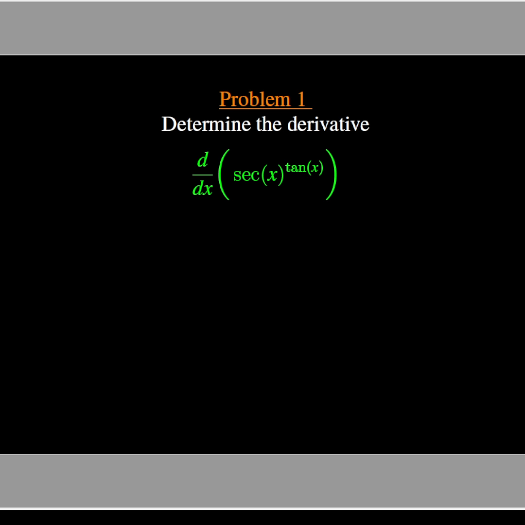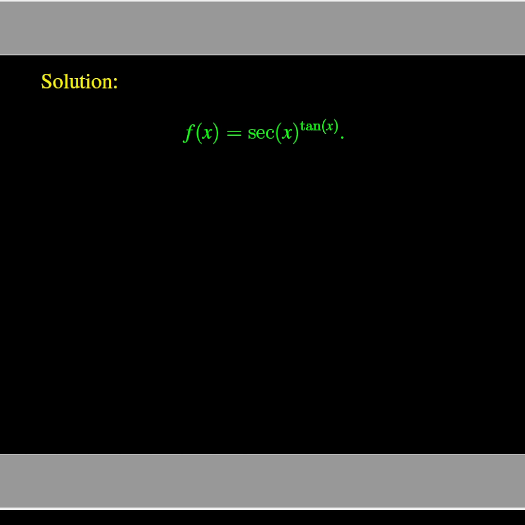differentiation technique. In this problem, we have to compute the derivative of secant of x to the power tangent of x. Remark that this function can be seen as an exponential function because it is obtained by raising secant of x to the power tangent of x. In this case, secant of x is seen as the base and tangent of x is the exponent. We will have to use the fact that the exponential and the logarithmic functions are inverse functions. Then apply the chain rule to find the derivative.